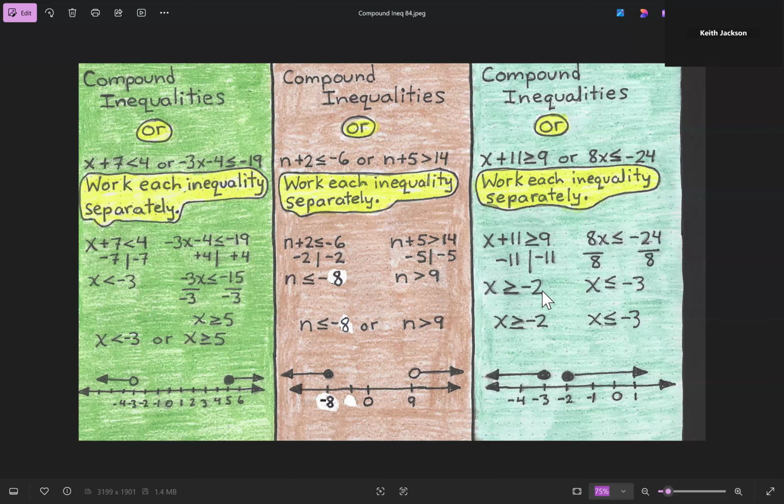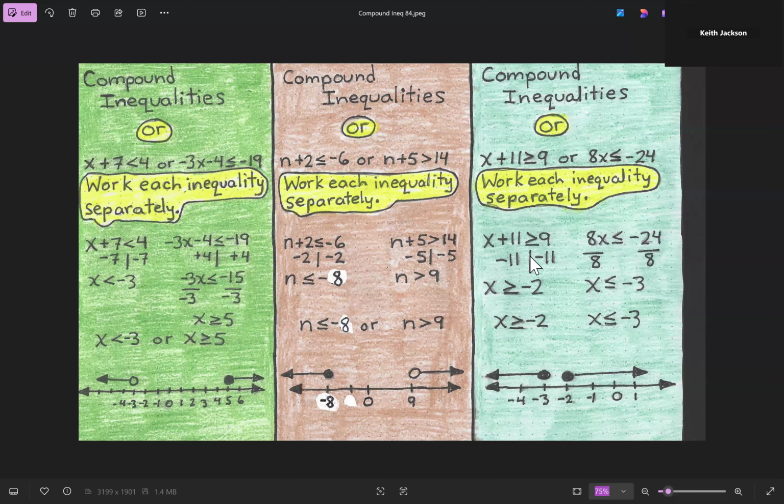Okay, and let's go to our final example, in which we have x plus 11 is greater than or equal to 9, or 8x is less than or equal to negative 24. So I'm just going to repeat that. x plus 11 is greater than or equal to 9, or 8x is less than or equal to negative 24.